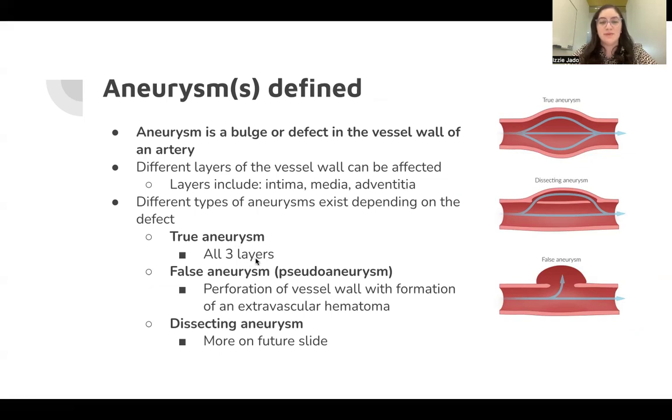A false aneurysm or pseudoaneurysm is when the vessel wall is perforated and it has a formation of a hematoma extravascularly, and we can kind of see that here. It's almost like bulging outward because the vessel integrity right here is compromised, so then you have this formation of the hematoma. And then we'll talk a little bit more about dissecting aneurysms, which we can see right here. You kind of have two lumens, essentially, the true lumen and then this false lumen that gets formed.